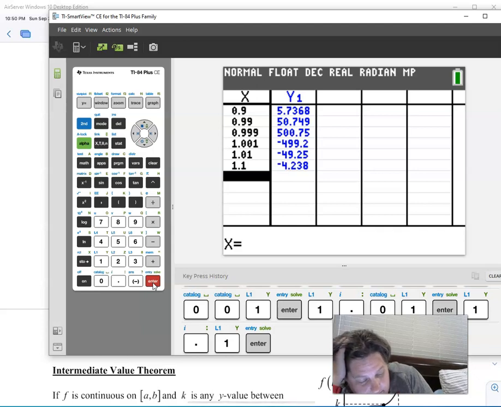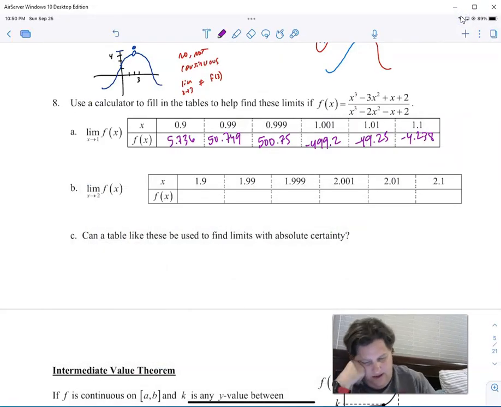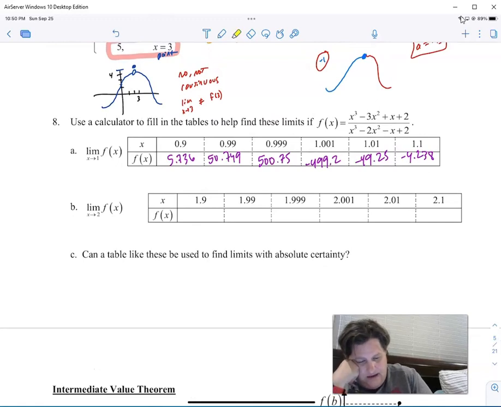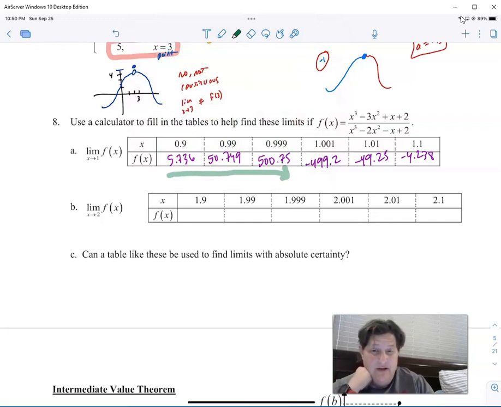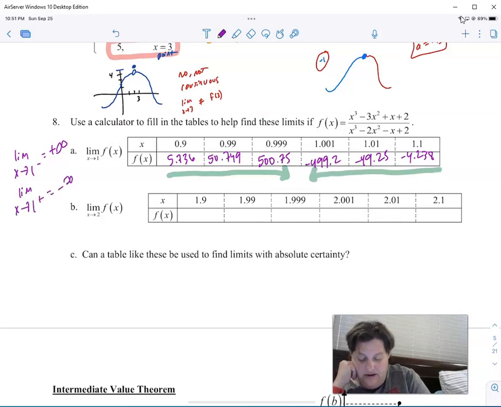Okay, perfect. So check this out. As I am approaching 1 from the left, what's happening to those numbers? They're getting bigger and bigger and bigger. So I can write a statement: the limit as I approach 1 from the left goes to positive infinity. What's happening as I approach it from the right? The limit as I approach 1 from the right is negative infinity.